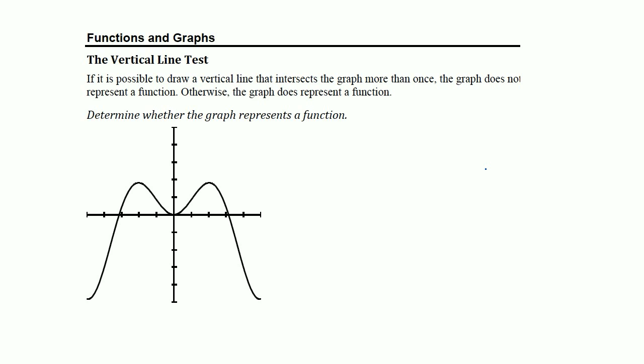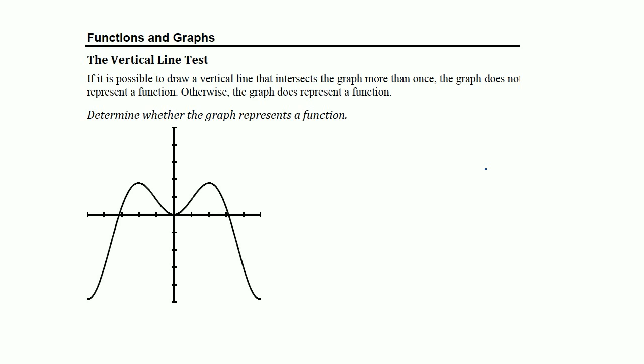Functions and graphs, the vertical line test. The vertical line test is a test that we use when we're trying to answer the question of whether or not a graph represents a function. So remember that the definition of a function states that each input must be mapped to exactly one output.